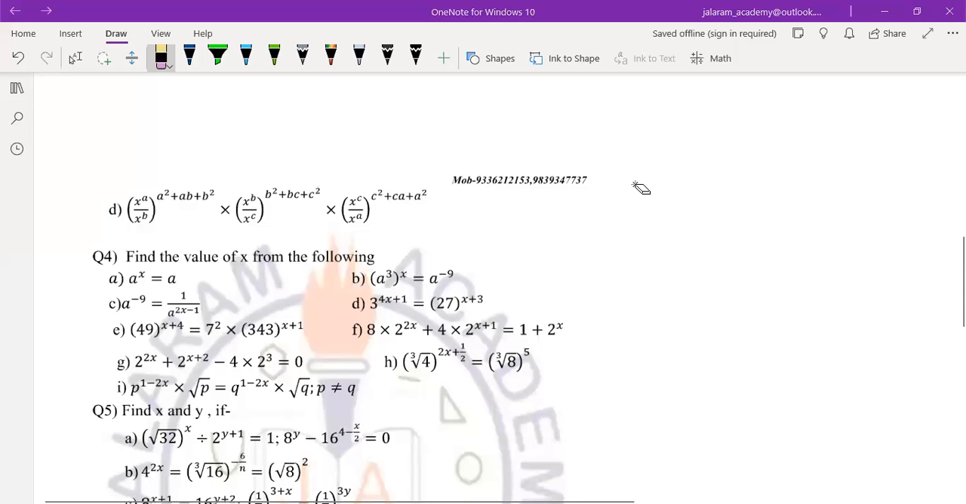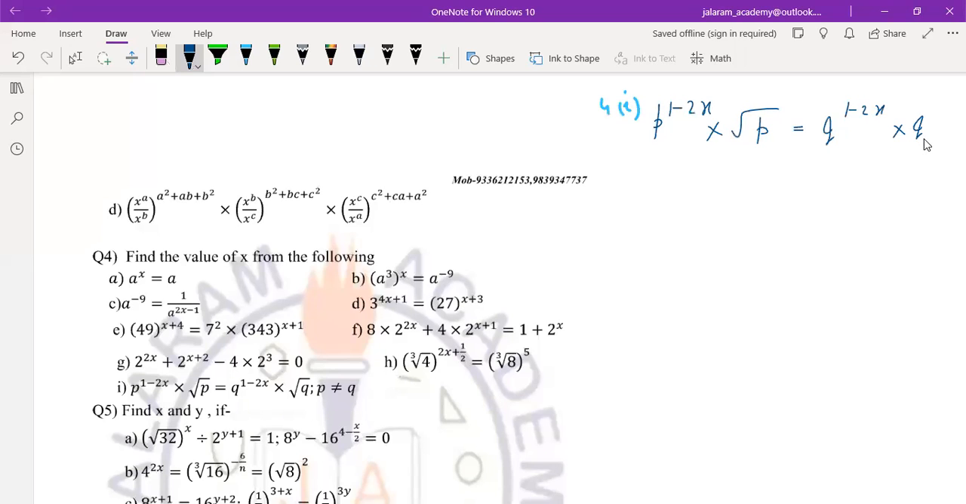Read the question. P to the power minus 1 minus 2x into P to under root P is equals to Q to the power 1 minus 2x into under root Q, and P is not equal to Q.